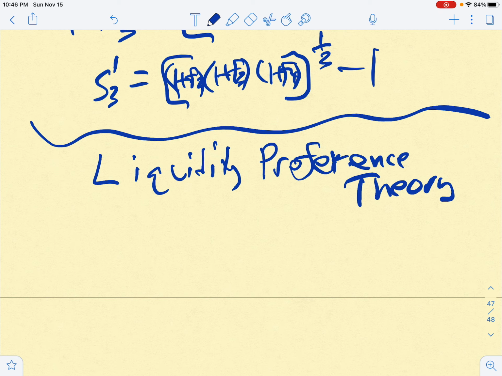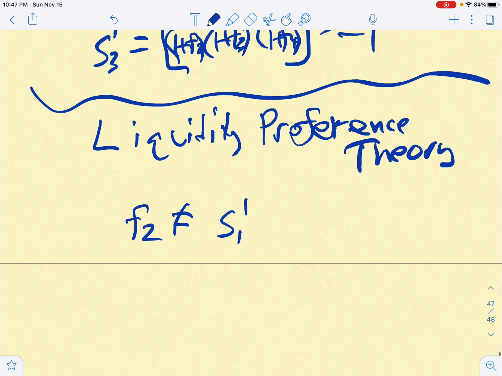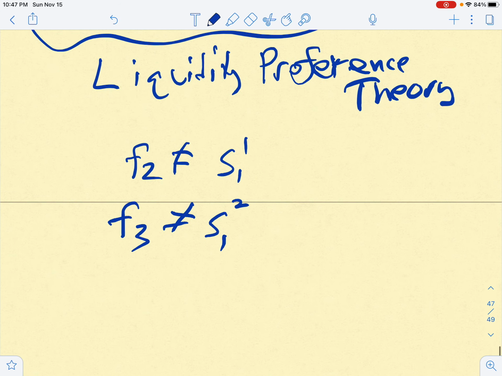Very simply, it says that the forward rate over the second period does not equal the 1 period spot rate expected to be in existence at date 1. It also says the forward rate over the third period does not equal the 1 period spot rate expected to be in existence at date 2, and so on. And it offers more specificity. It says that the forward rate over the second period is equal to the 1 period spot rate expected to be in existence at date 1 plus some liquidity premium I'll call L.